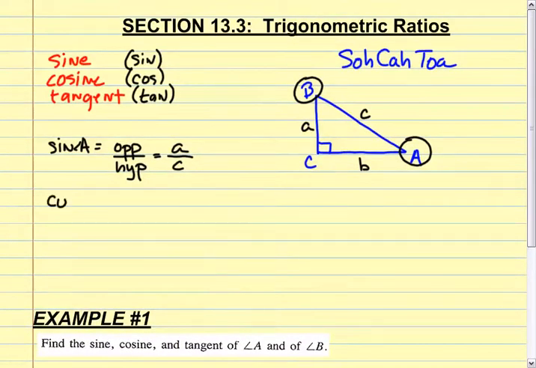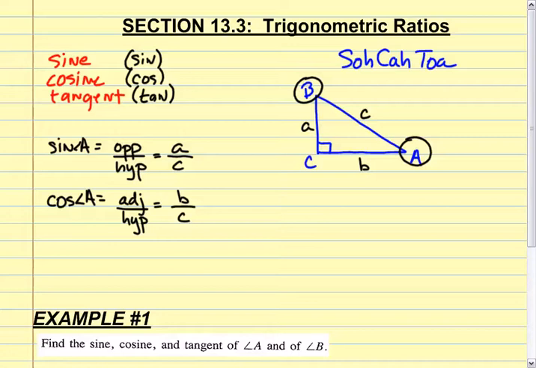The cosine of angle A is equal to the adjacent over the hypotenuse. The adjacent to A is not the hypotenuse, but the side that makes up angle A that's not the hypotenuse. So that's going to be B. It's one side of angle A, but it's not the hypotenuse. Okay? So the adjacent side to angle A is B, and the hypotenuse, of course, is C.